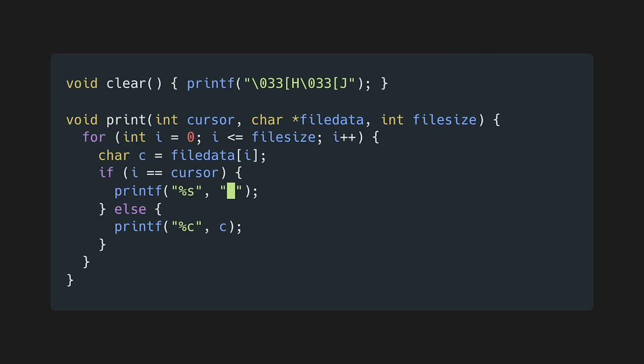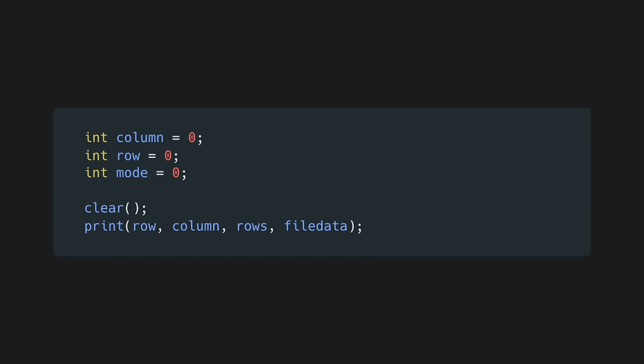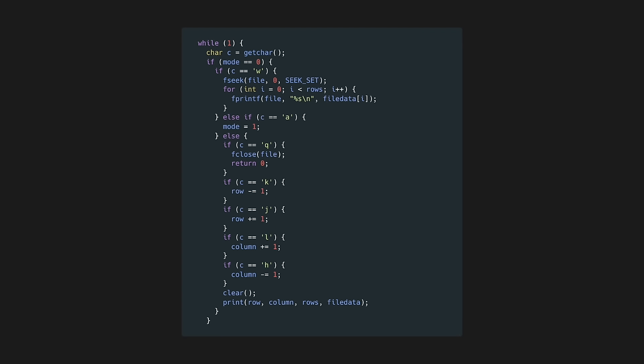I also use a couple functions that let me clear the screen and print all lines to the console. I'm storing the cursor as two variables, one for the column and one for the row, and storing an integer to keep track of the current mode. I want to be able to switch between command, insert, and normal mode. I start off very simple by capturing keyboard inputs and moving the cursor's position on every change.